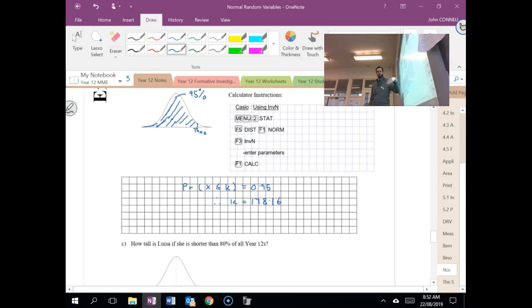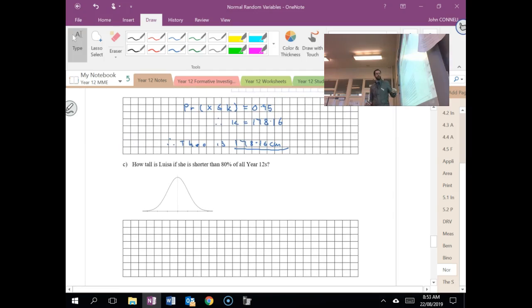That just gives a little bit of information about what process I'm doing here. This initial step just shows that I understand it's an inverse normal problem. I understand what this 95% actually means, and I'm using that to find Theo's height. So therefore Theo is 178.16 centimetres. Okay, any questions about that? You'll find that it is a fair bit of calculator work, but you've got to understand the question to be able to use the calculator. So don't just think it's all on the calculator.